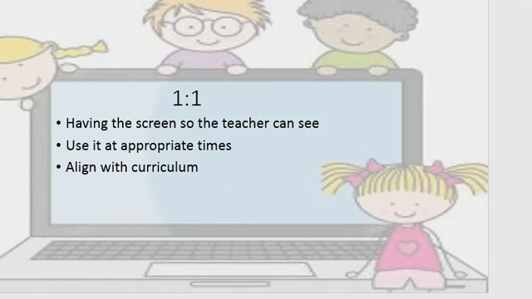And so now we're going to look at the one-on-one. The one-on-one is just like each student has their own laptop or each student has their own iPad, because a lot of schools that don't do laptops are going to iPads. There was a suggestion that I saw online about having the screen so the teacher can see it. It had a rule of a 45-degree angle, like the computer screen is at a 45-degree angle so that way the teacher can see it.